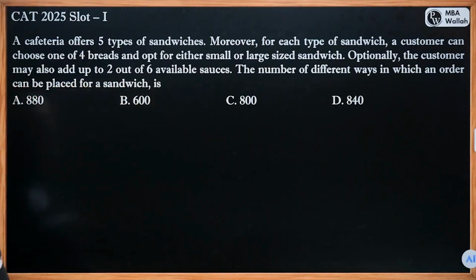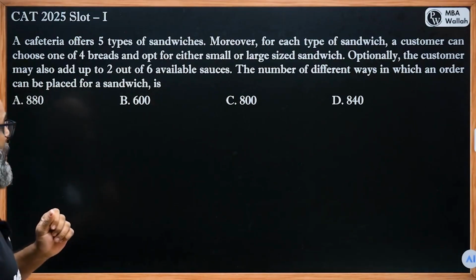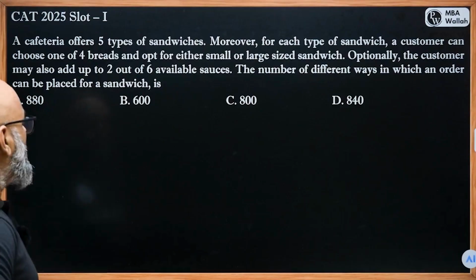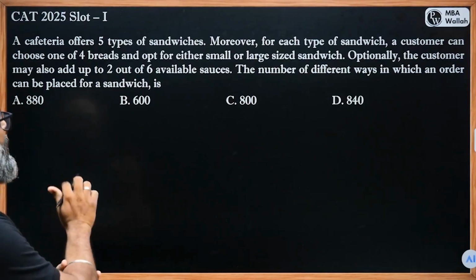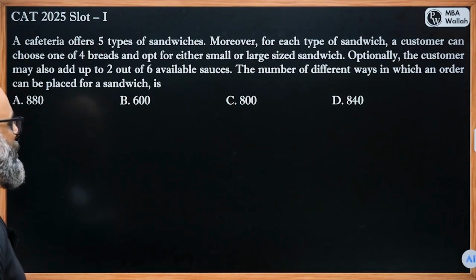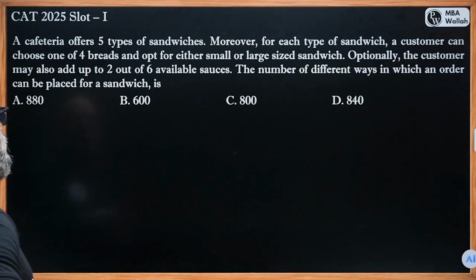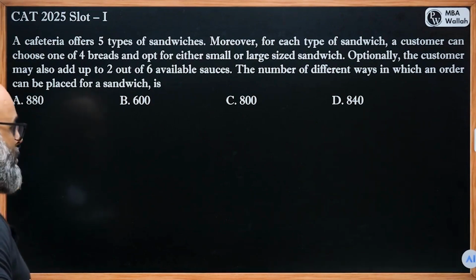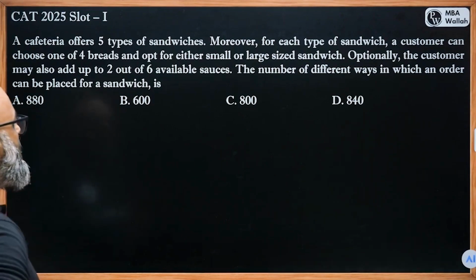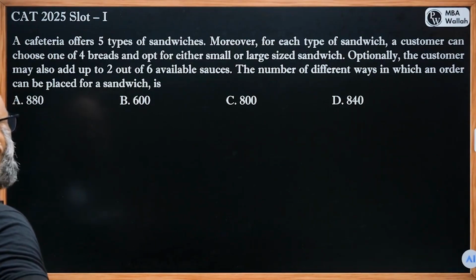So the question reads, a cafeteria offers 5 types of sandwiches. Moreover, for each type of sandwich, a customer can choose one of 4 breads and opt for either small or large sized sandwich. Optionally, the customer may also add up to 2 out of 6 available sauces. The number of different ways in which an order can be placed for a sandwich.